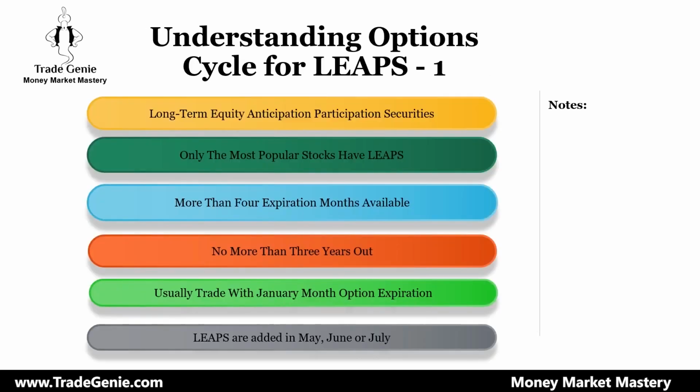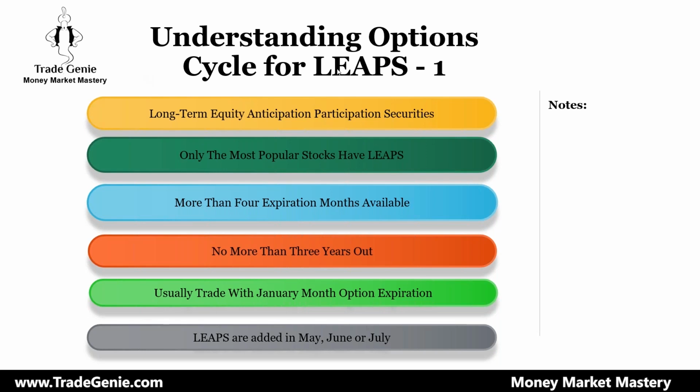Now, something called long-term options. Long-term equity anticipation, I don't know why they have such a long name. Long-term equity anticipation, participation, security. So LEAPS: you're anticipating, then you're participating, and then security. So that's what LEAP is.